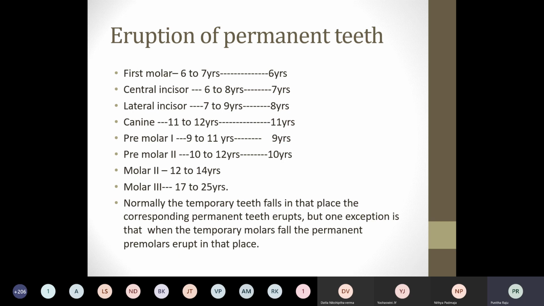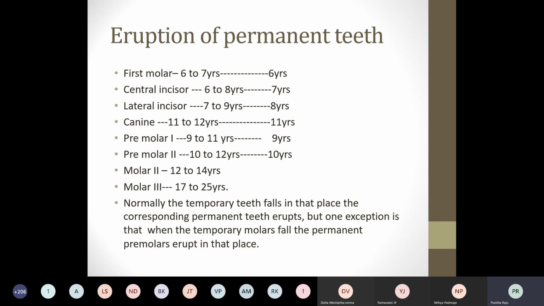Premolar 1 is at 9 years, premolar 2 is at 10 years, and molar 2 is at 12 to 14 years. Molar 3 is at 17 to 25 years. So this is the pattern of eruption of the permanent teeth.